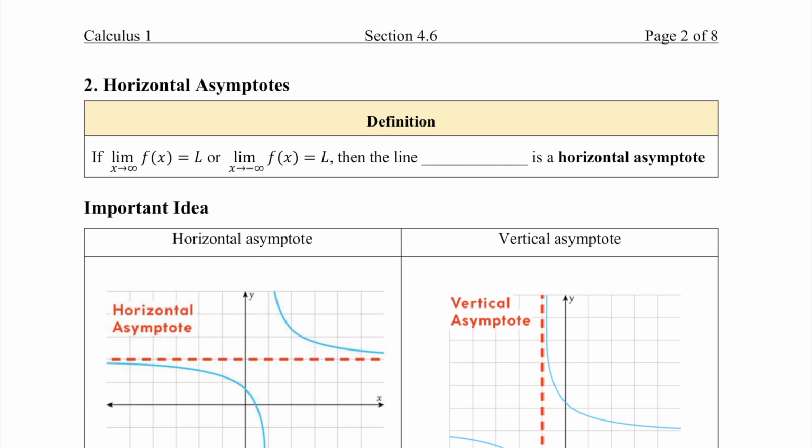Alright, now that we understand limits at infinity, let's move on to an important concept called horizontal asymptotes. A horizontal asymptote describes the value that a function approaches as x becomes very large or very small. If the limit of f of x as x approaches infinity equals L, or the limit of f of x as x approaches negative infinity equals L, then the line y equals L is a horizontal asymptote.